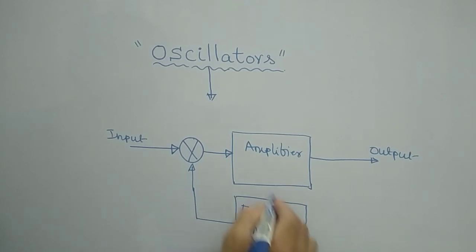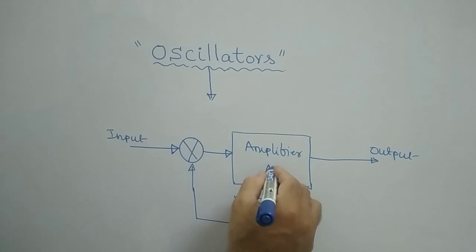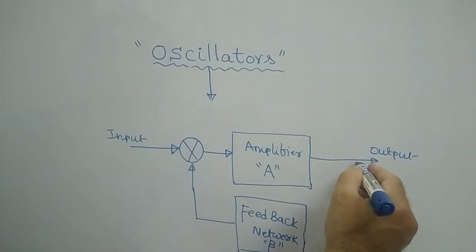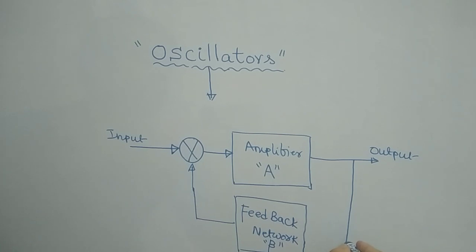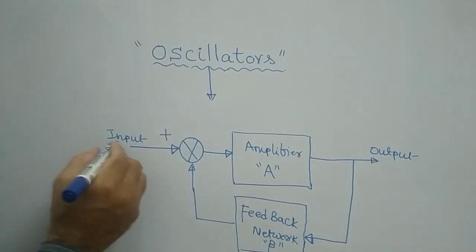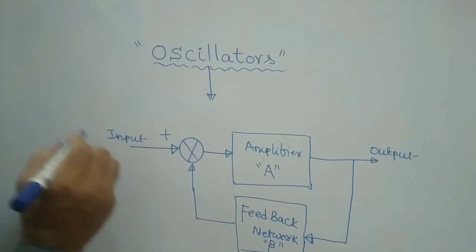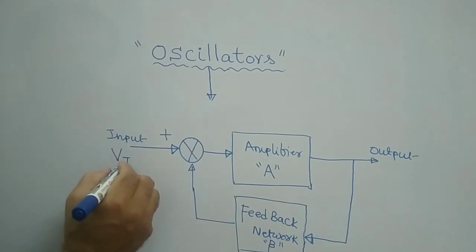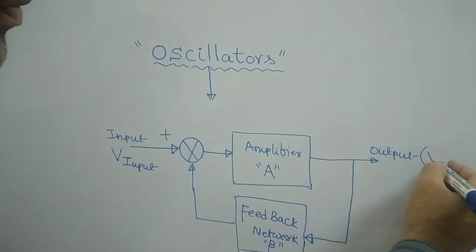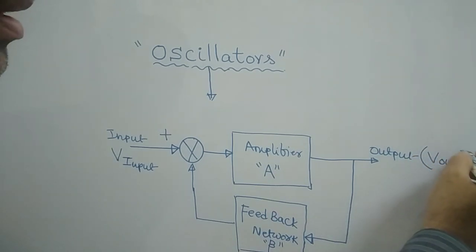Let us say the gain of this amplifier is A, and the gain of the feedback network is denoted by the letter beta. Here part of the output is given back through this feedback network to this summer. My input is always plus. If the input is a voltage, I can write it as V suffix i, that is my input voltage, and this is my output, V suffix out.